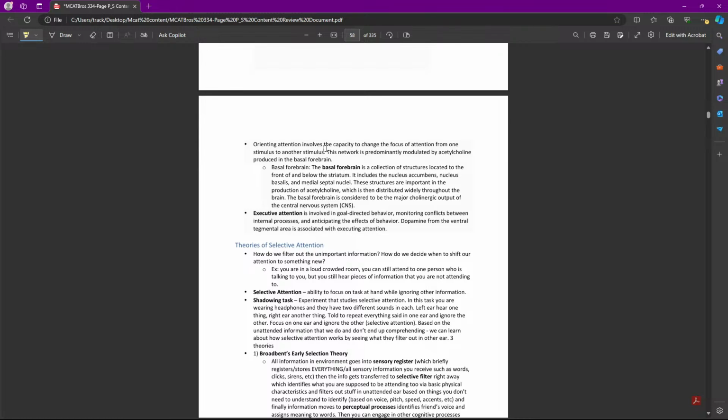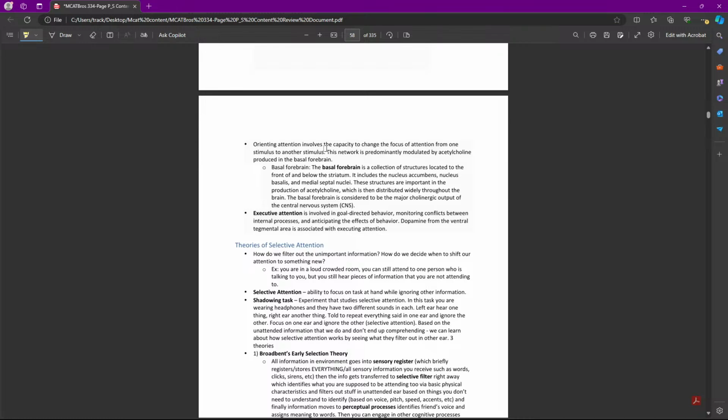The basal forebrain is a collection of structures located in front of and below the striatum. It includes the nucleus accumbens, nucleus basalis, and medial septum nuclei. These nuclei are important for production of acetylcholine, which is distributed widely throughout the brain. The basal forebrain is considered to be the major cholinergic output of the central nervous system. Okay? So the basal forebrain, it controls movement. Production of movement, a contracting muscle.